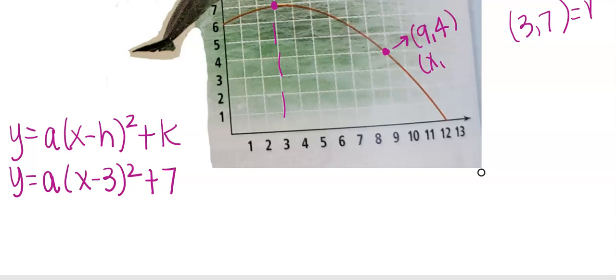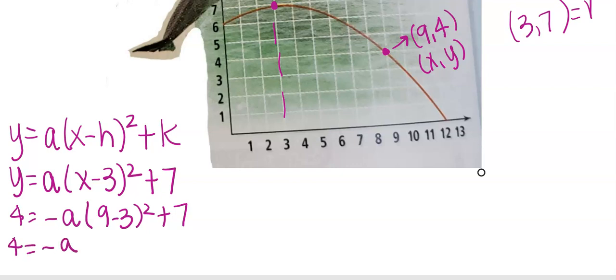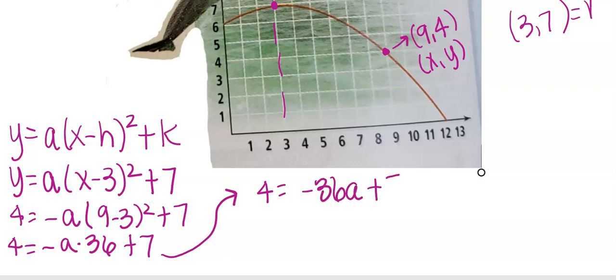The 9 is going to go in for the X. The 4 is going to go in for the Y. So it looks like this: 4 equals negative A, since I know it opens down, and then my X is 9. What I'm going to do is a lot of simplifying to find out what my A is. 4 equals negative A times, 9 minus 3 would be 6, 6 squared is 36. Don't put those two together because they are being multiplied. So 4 equals negative 36A plus 7.